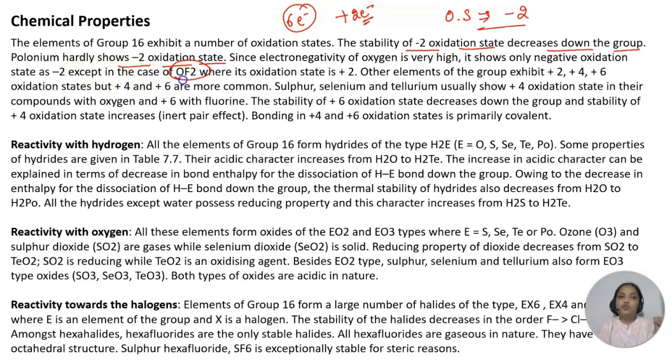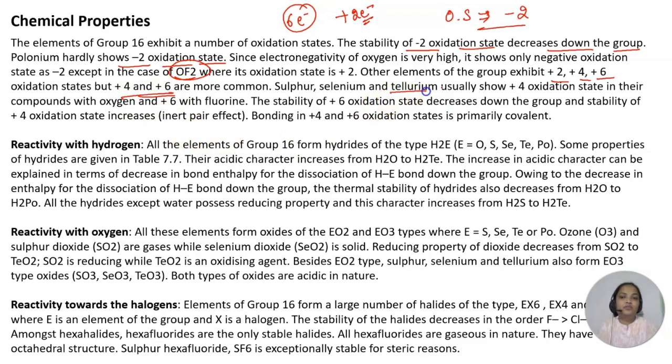The exception is OF2, because when oxygen forms a compound with fluorine, fluorine is nevertheless more electronegative than oxygen. So in that case, the oxidation state of oxygen will be positive. Otherwise, it is electronegative, so its oxidation state would always be negative. But other elements show +2, +4, +6 oxidation states as well, and +4 and +6 are the most common.